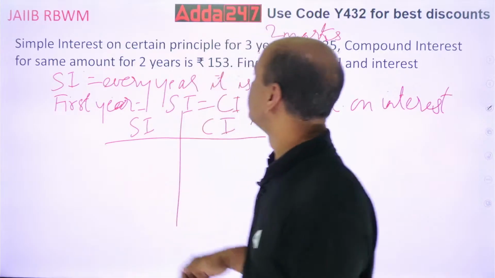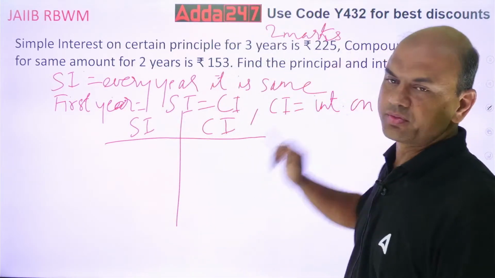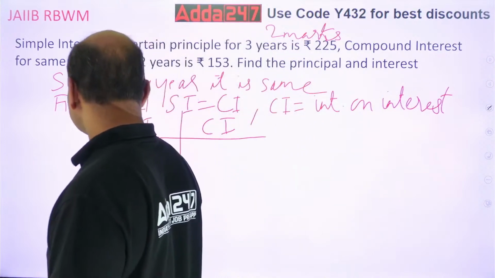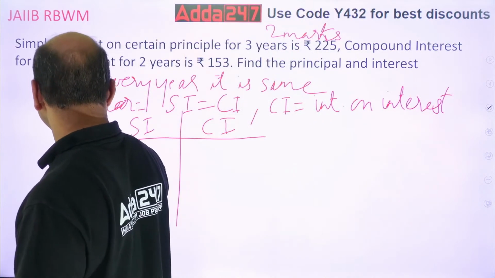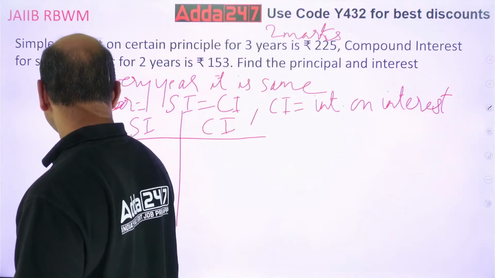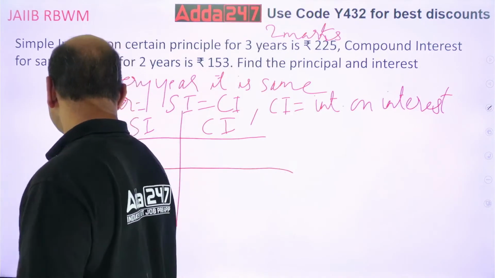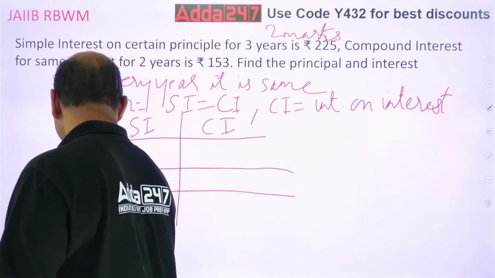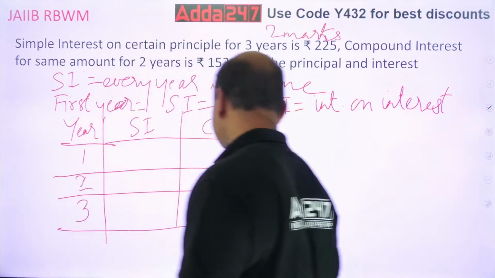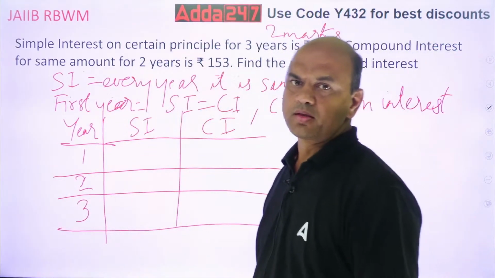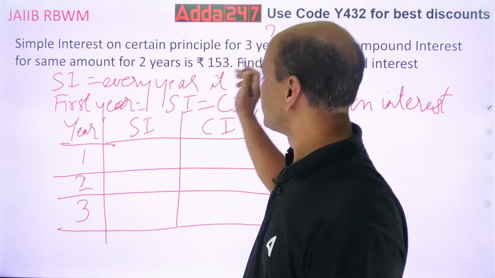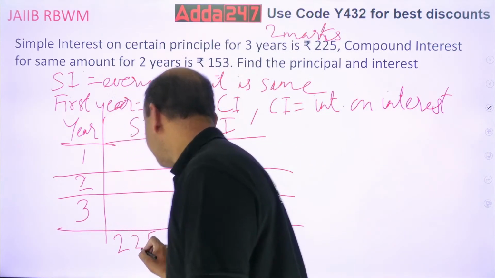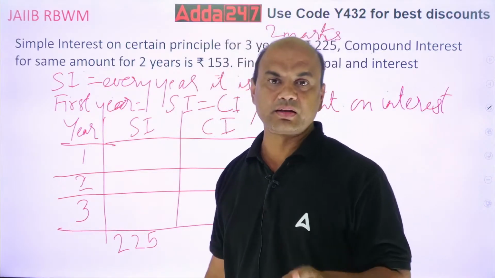What is given? Simple interest for 3 years is 225. For 3 years. Okay, so we'll write it here also. Year 1, 2, 3. Okay, 3 years I have written. Simple interest, total simple interest for 3 years is 225.